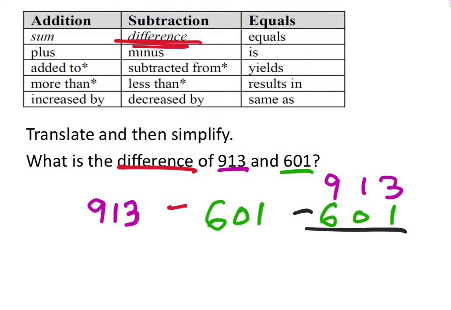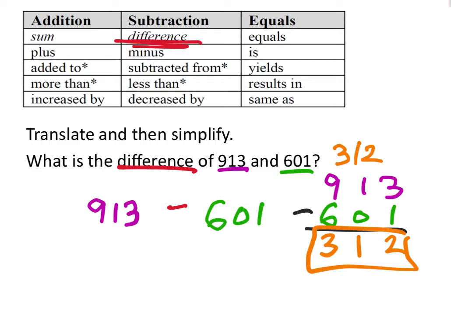So 3 minus 1, again, we're starting at the ones place value. So 3 take away 1, and again, if you're using your fingers, that's okay. 1 minus 0 in the tens place value, that's 1. And then in the hundreds place value, 9 minus 6, so 9 fingers up, 6 fingers down. I got 3 fingers up there. And this, 312, would be the difference. So the actual difference of 913 and 601 is 312.